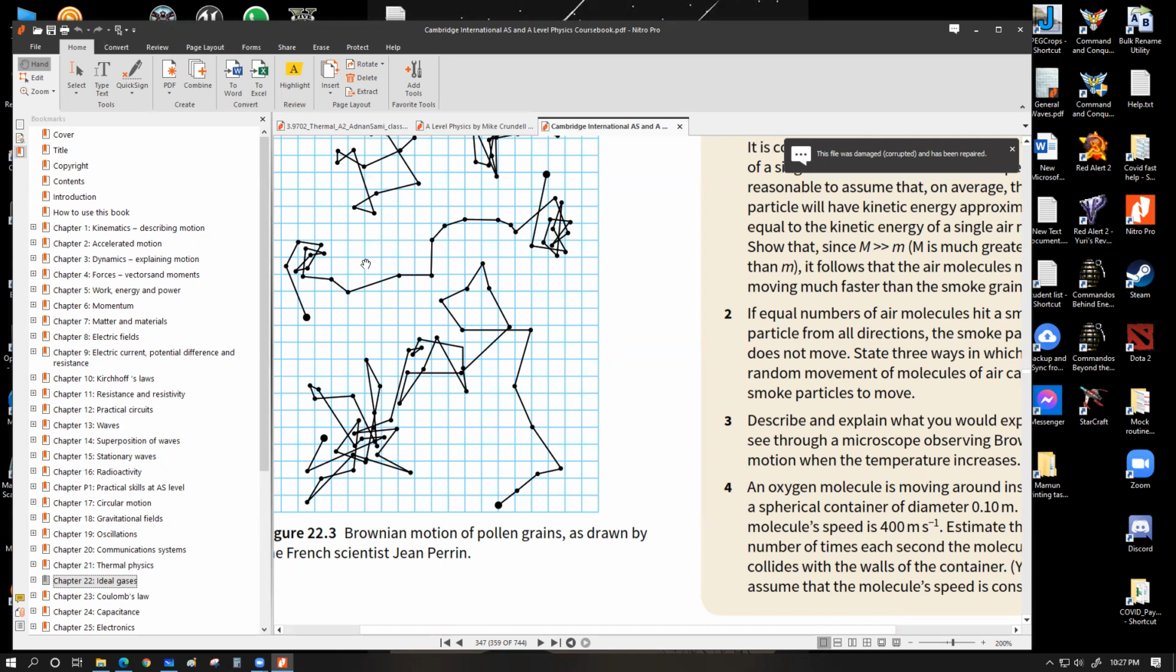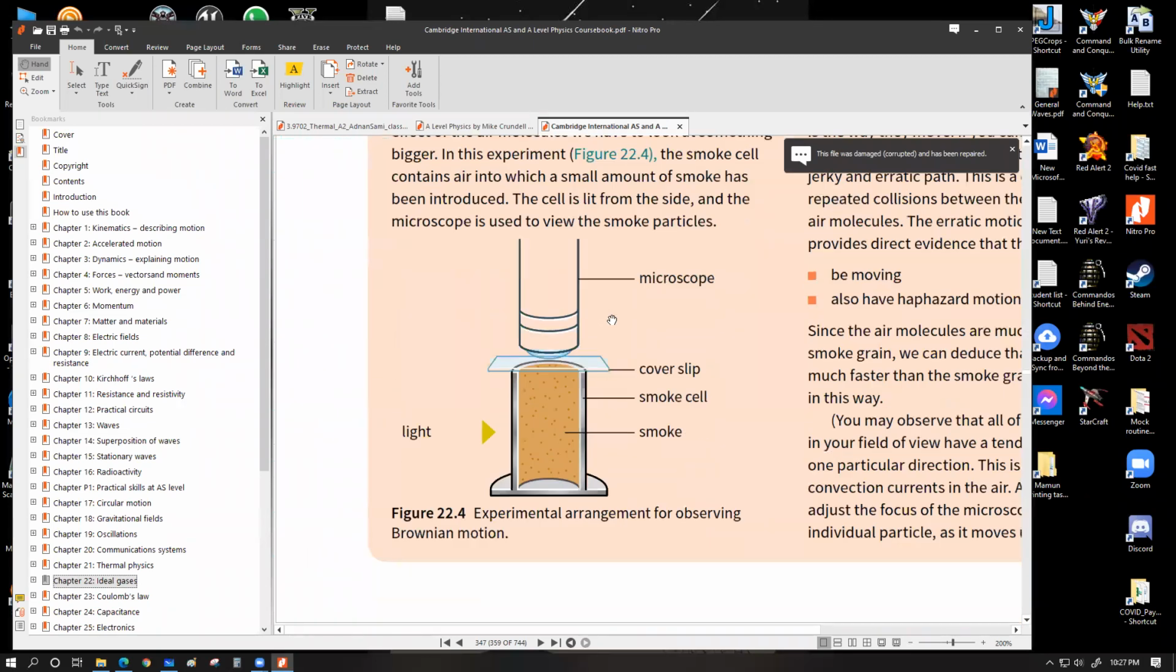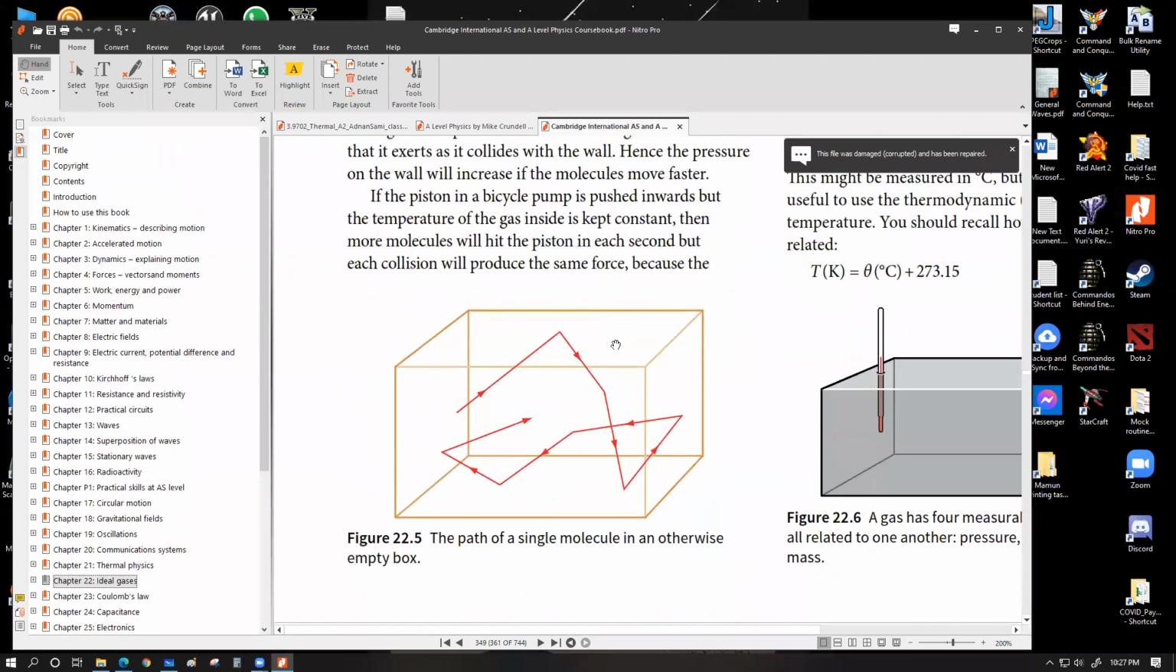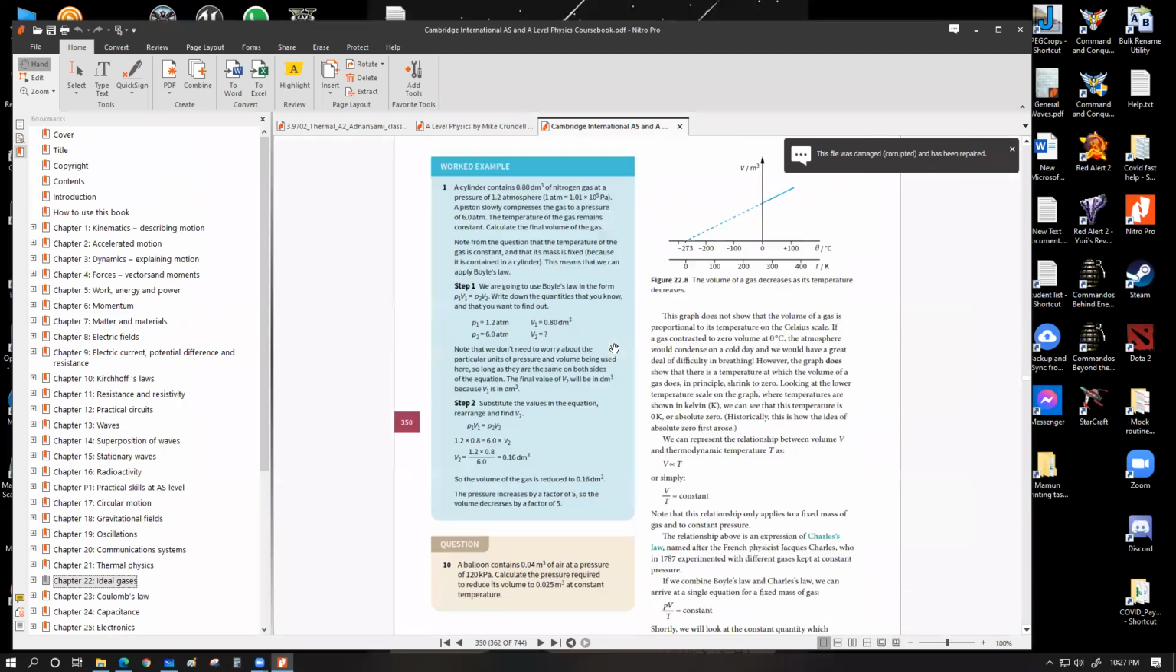So it's important, if you are trying to draw the motion of a gas particle within a container, you have to use a ruler. You have to use a ruler. I cannot stress this enough. Students lose a lot of marks on this simple thing often, because they don't use a ruler.